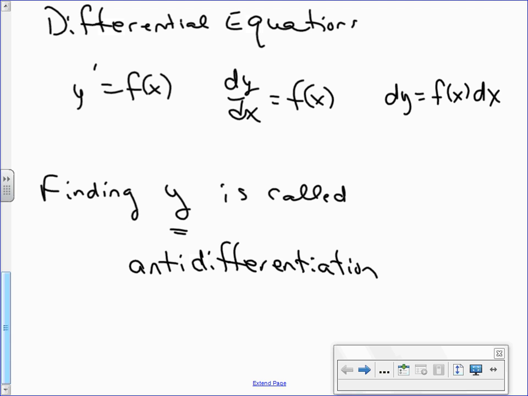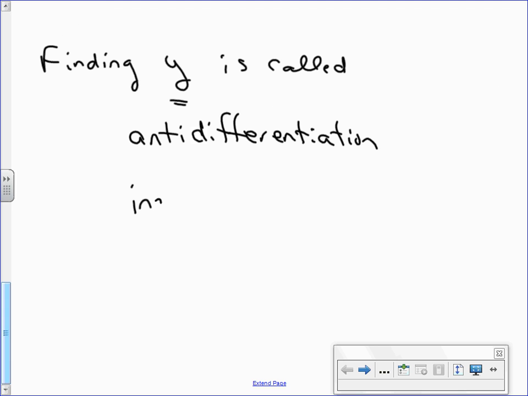Anti-differentiation. There's another word for this. It's also called the indefinite integral. There are two different kinds of language that can come out of this process, and we just have to be comfortable with both of them.